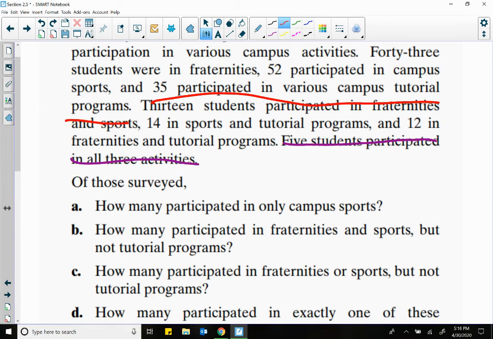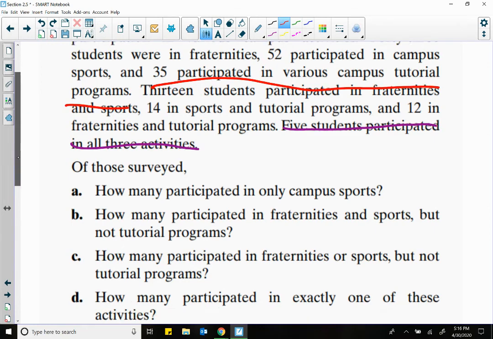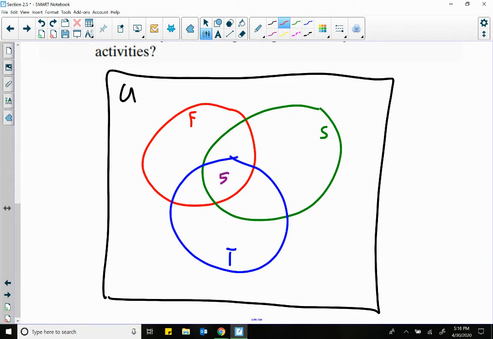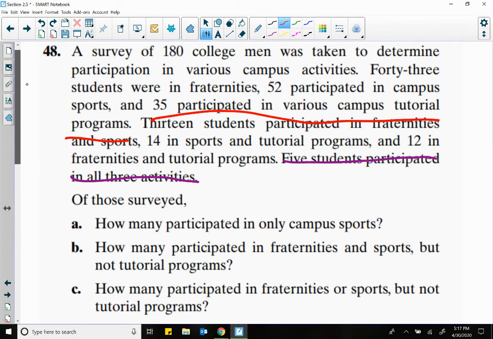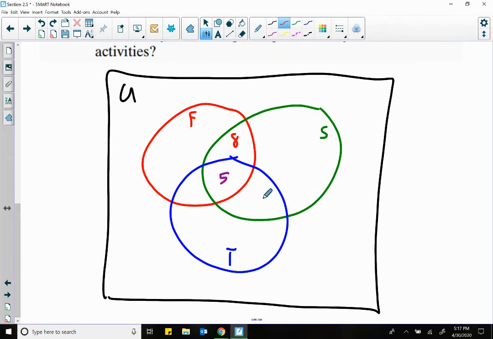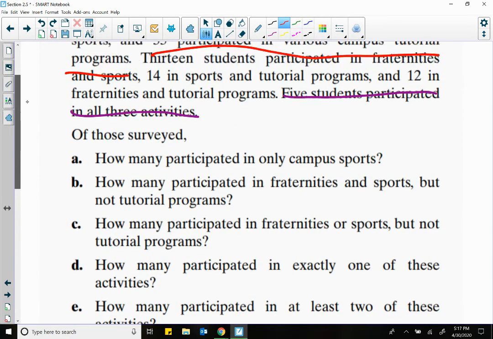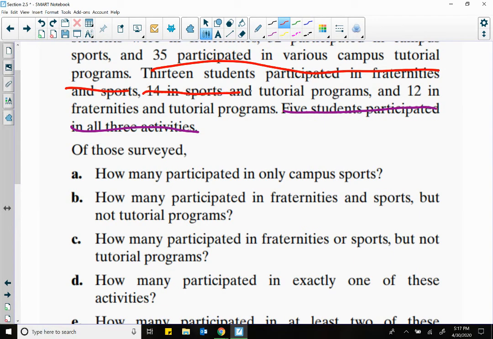So I'm going to cross that out. So that's 13. But again, we've already taken care of 5. So 13 minus 5 gives us 8. Again, 5 plus 8 is 13. So that number is still represented there. So we got 8 that do fraternities and sports only. Okay. The next one that we want to deal with right here is tutorial and sports. So if we come up here, tutorial and sports, that was 14.